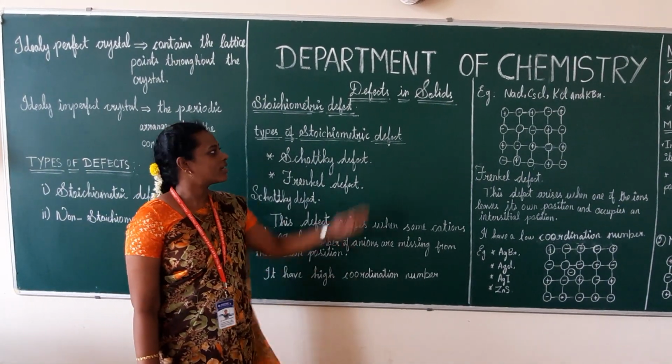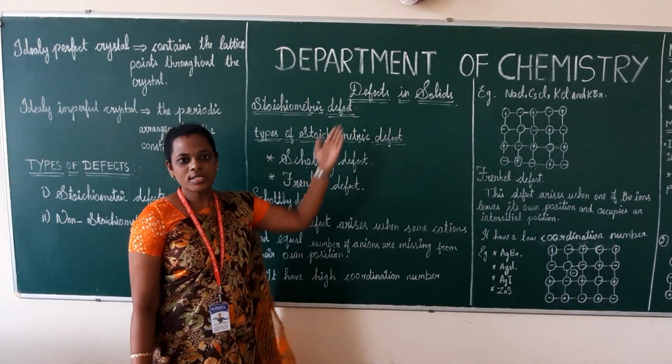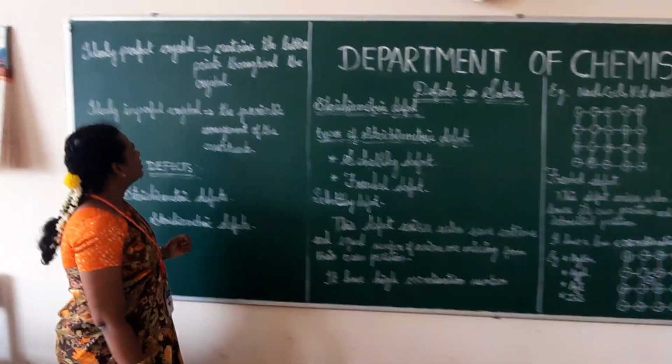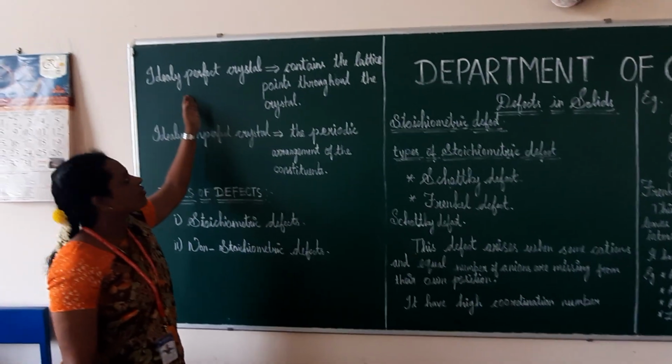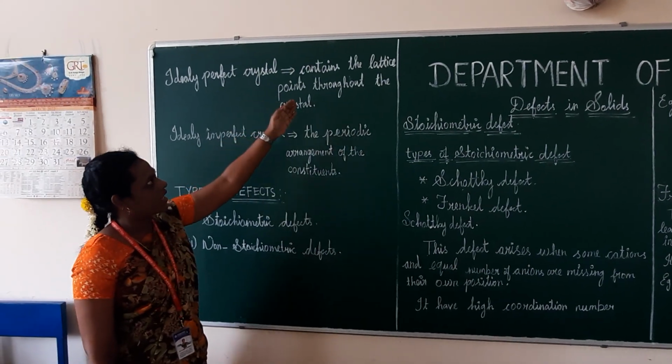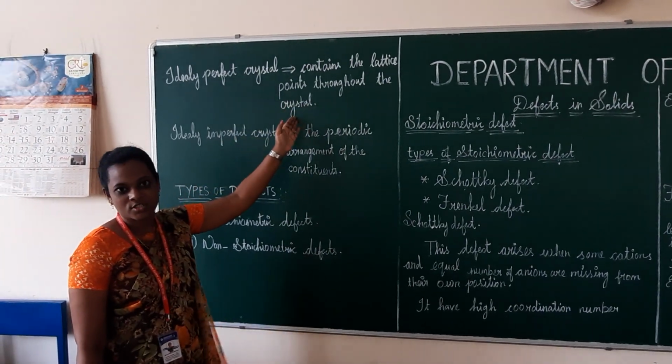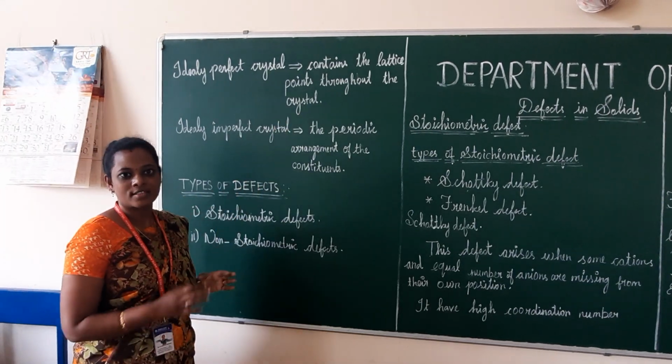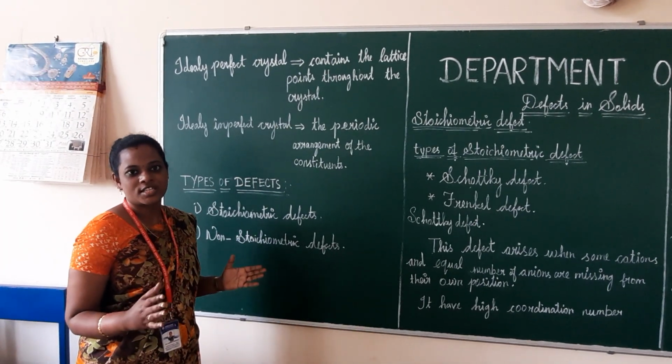Let us see about the topic defects in solids. What is a perfect solid? So, an ideally perfect crystal will contain the lattice point throughout the crystal structure. So, it has a perfect arrangement of crystal structure.